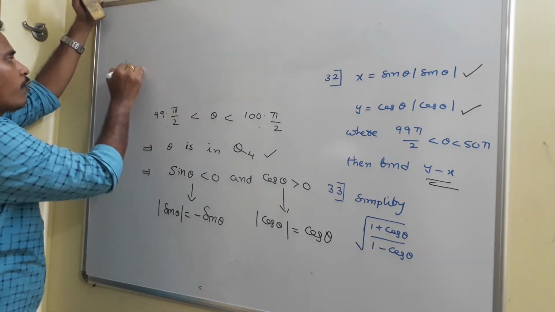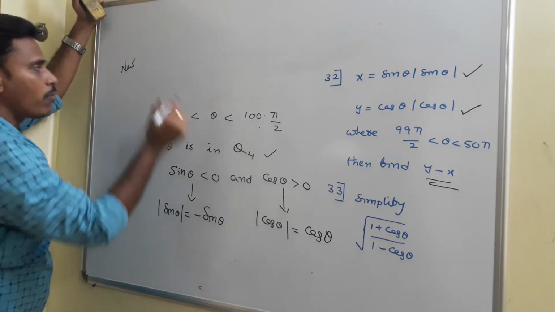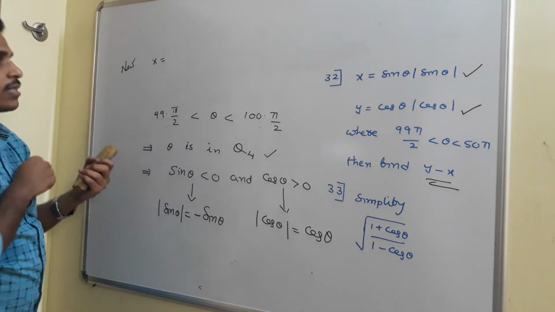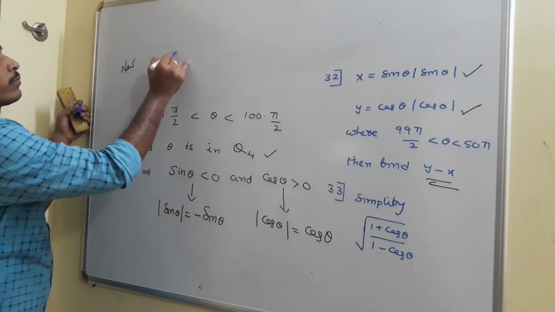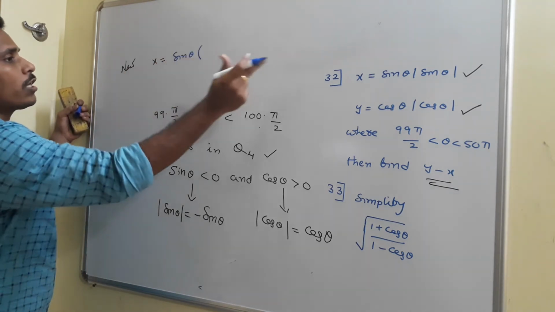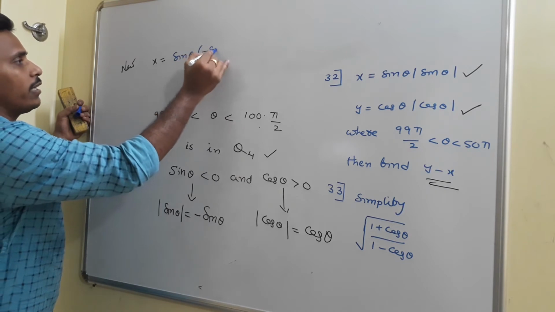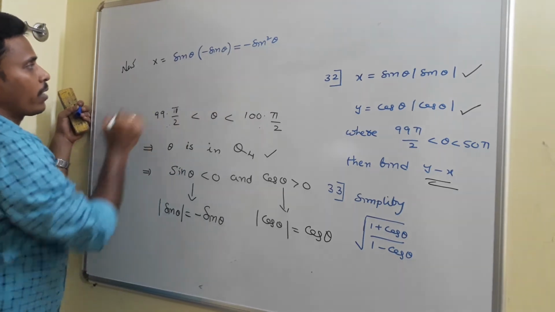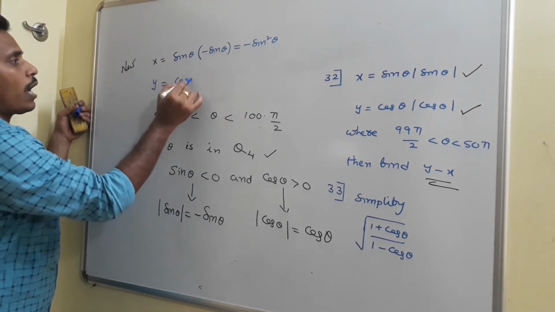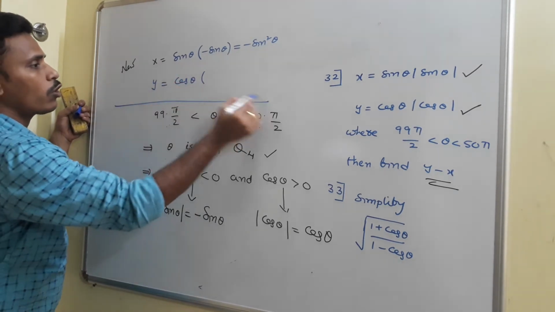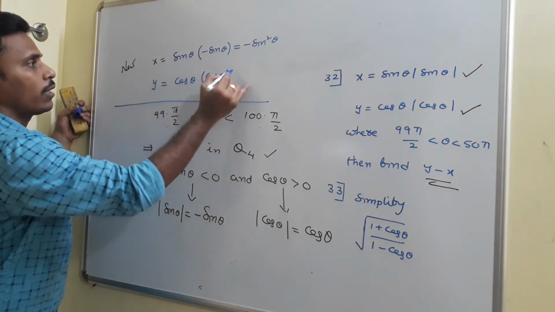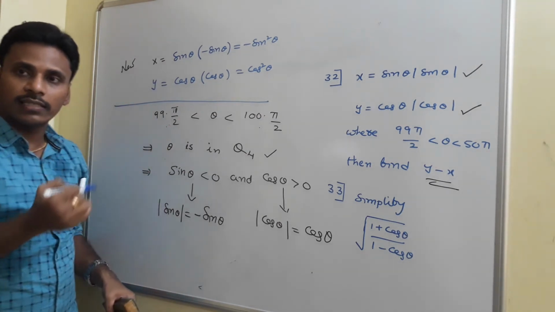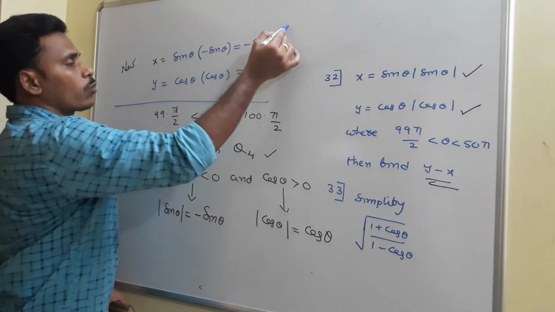Now, after the identification of mod sin theta and mod cos theta, x is equal to what? Sin theta into modulus of sin theta, which is nothing but minus sin theta, and that is equal to what? Minus sin square theta. And y is equal to cos theta into modulus of cos theta, which is nothing but cos theta, and that is equal to cos square theta. So I have x as minus sin square theta, y as cos square theta.